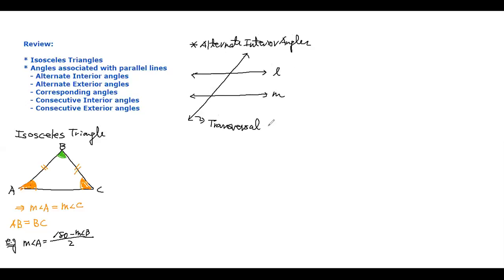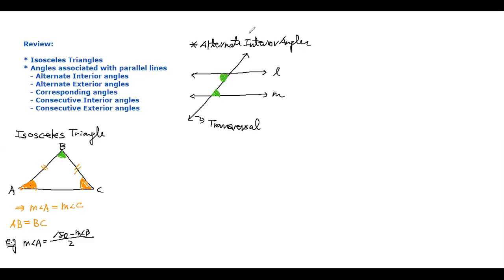Now I'm going to use color coding. If angles have the same color, then they are equal. What is the interior? The interior means inside these two parallel lines. So this angle and this angle, we call these alternating. The reason it's alternating is that one is on this side and one is on the other side. As you can see, I use the green color on both. That means these two alternating interior angles are the same.